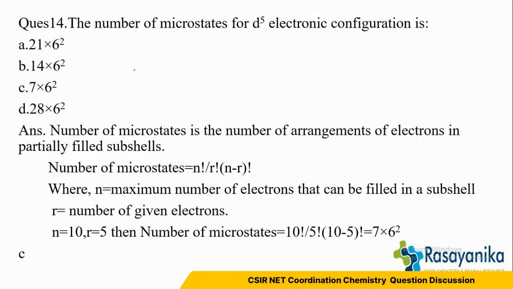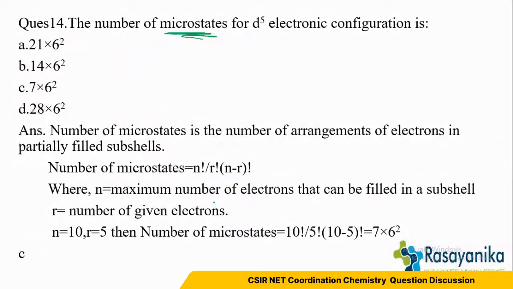The number of microstates. Yeah, this question is also very common. It is being asked frequently. The number of microstates for d5 electronic configuration, we need to find the microstates. Number of microstates is the number of arrangements of electrons in partially filled orbitals. So the number of microstates is basically n factorial upon r factorial (n minus r) factorial. What is n? The maximum number of electrons that can be filled in the subshell. So in d we can fill 10 electrons, in p we can fill 6 electrons, in s we can fill 2 electrons at max. Okay.